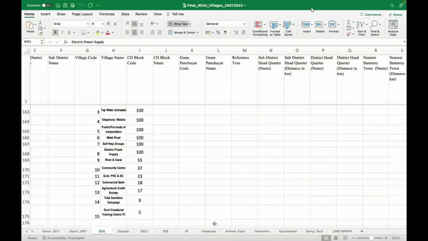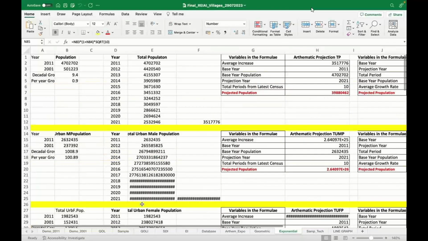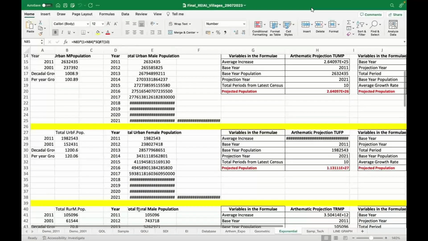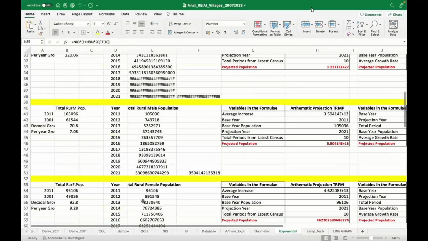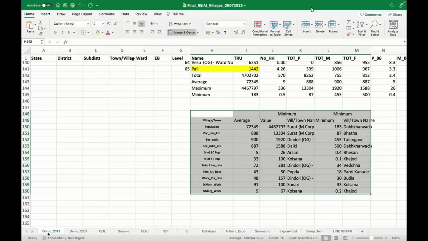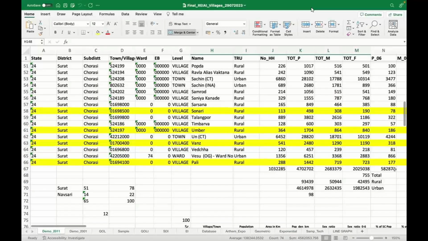Now, whatever the formulas are, I have put them here. First, I will let you know what you have to do. Total population, total urban population, urban male population, urban female population, total rural population, rural male population, rural female population. If you remember, I told you that you have to add them here in the database. These are the totals, right? Here you have to take these totals.